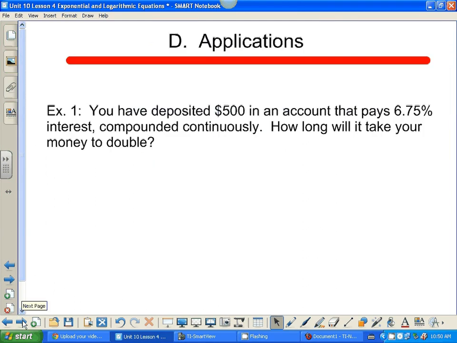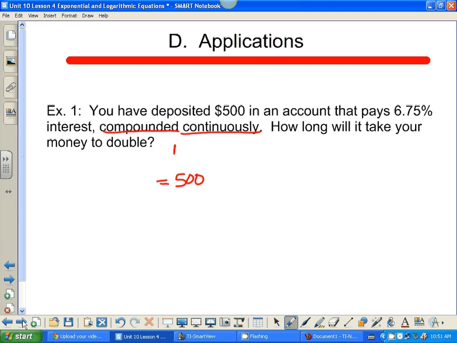All right, let's do some applications. You have deposited $500 in an account that pays 6.75% interest compounded continuously. How long will it take your money to double? So what we want to know is, if we've deposited $500 in an account that pays 6.75% interest compounded continuously, I started with $500.